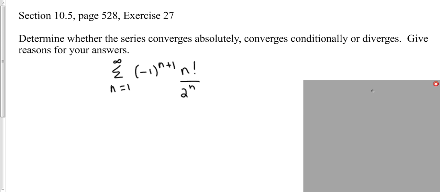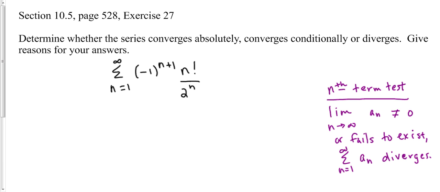Now there are probably several different ways to solve this, but I'm going to try the nth term test. Just to remind you, the nth term test says that if the limit as n goes to infinity of the nth term, a_n, is not equal to 0 or fails to exist, then the series from n equals 1 to infinity of a_n is going to diverge.